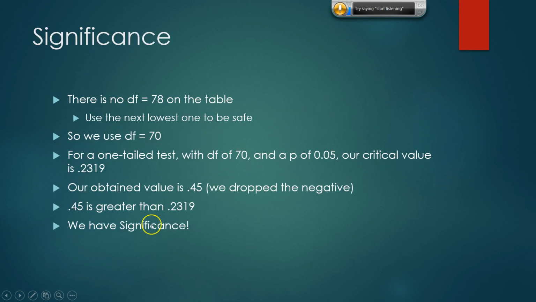So when we do that, I'm not going to go back to the table. When we do that, we see that there's no degree of freedom that equals 78 on the table, so we use the next lowest one, and that one, 70, is the closest we come. So we have degrees of freedom of 70.